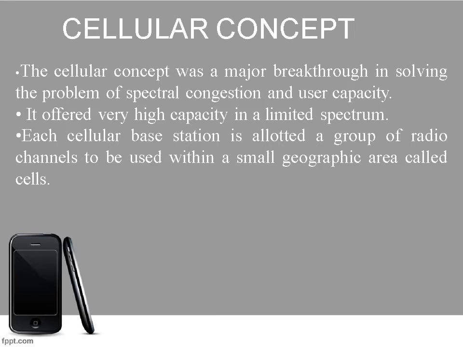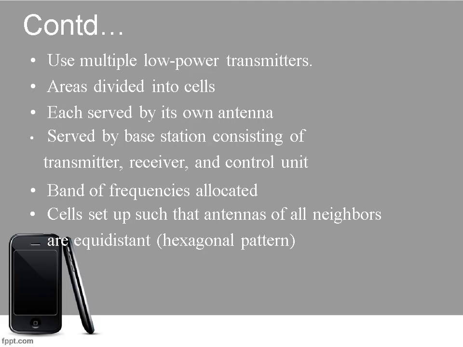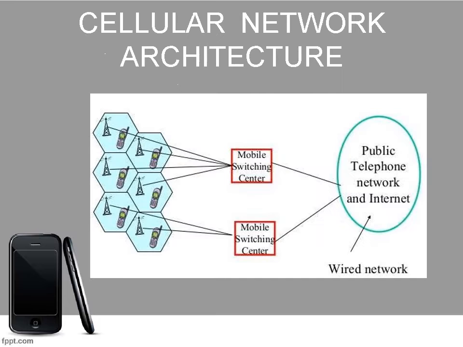Each cellular base station is allotted a group of radio channels to be used within a small geographic area called cells. So here we use multiple low power transmitters. Areas are divided into cells, each served by its own antenna, served by a base station consisting of transmitter, receiver and control unit. A band of frequencies is allocated. Cells are set up such that antennas of all neighbors are equidistant, that is, a hexagonal pattern.